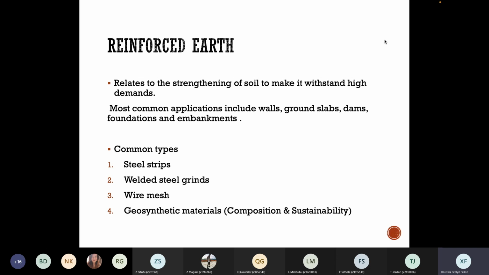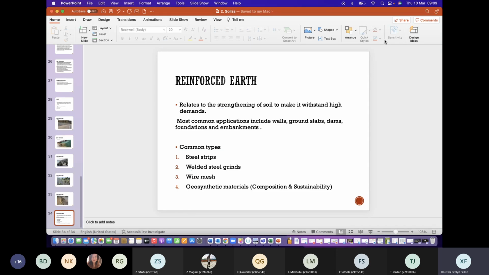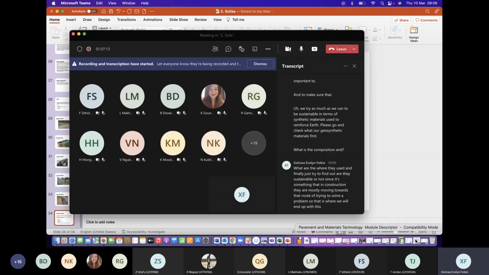In terms of synthetic materials used to reinforce earth, please go and check: what are geosynthetic materials first? What is their composition? And where are they used? And finally, just try to find out, are they sustainable or not? Since in construction, they are mostly moving towards that route of trying to solve a problem. So that is where we will end with this presentation based on soils.